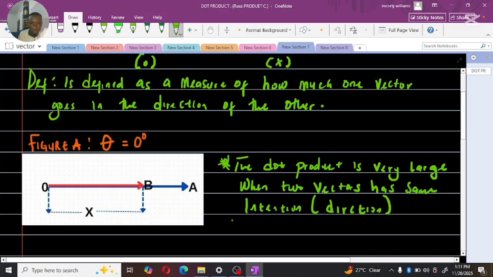And if you check some textbooks, if your textbook is very good, they will say at 0 degree, that is when we have two vectors and the angle between them is 0 degree, just like we have here, at 0 degree, the vectors' alignment is maximum.